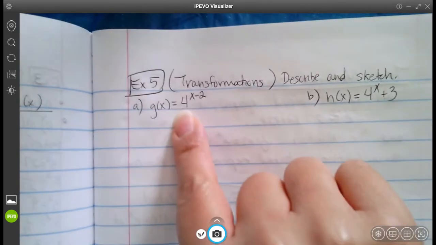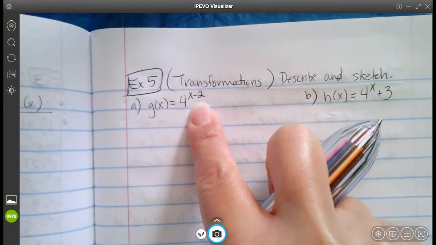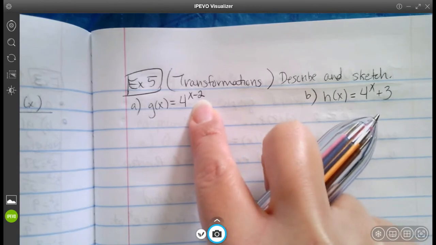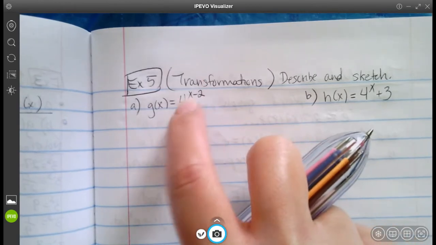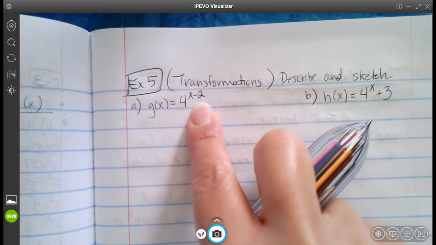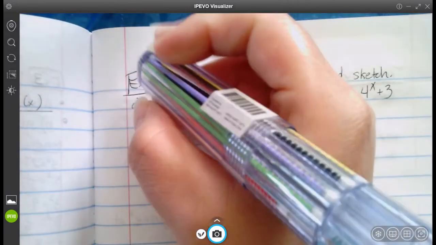We have 4 to the power of x minus 2. The transformations work pretty much the same as they always have. So think of this as your h value, okay? And since it's part of the x, you can think of it as an opposite, which means that the graph is going to be moving 2 spaces to the right, okay? So I want to go ahead and write that down first.